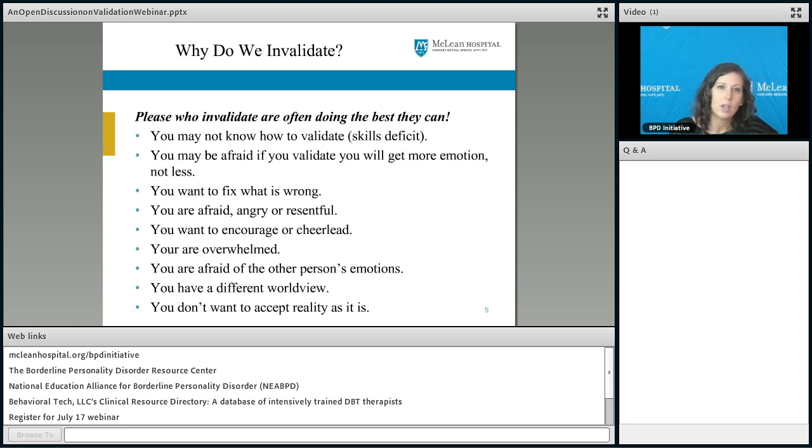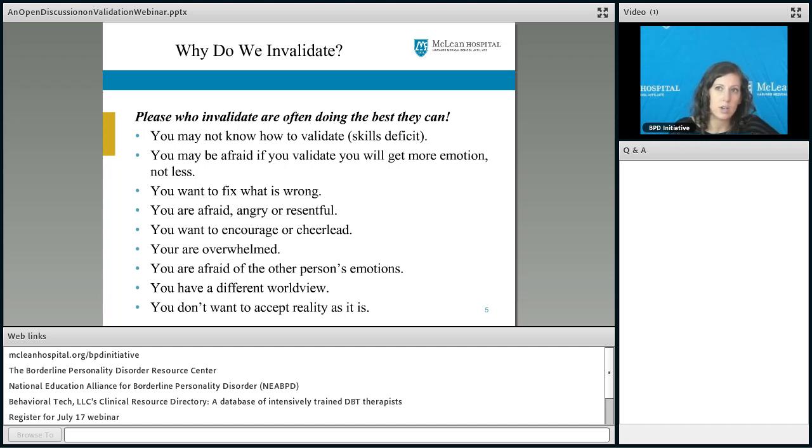So why do we invalidate? Often people who invalidate are doing the best that they can. We all invalidate. Even the most skilled validators will have moments where we can be quite invalidating. Our emotions can get in the way. And the world is ultimately quite an invalidating place. So why do we do it, right?